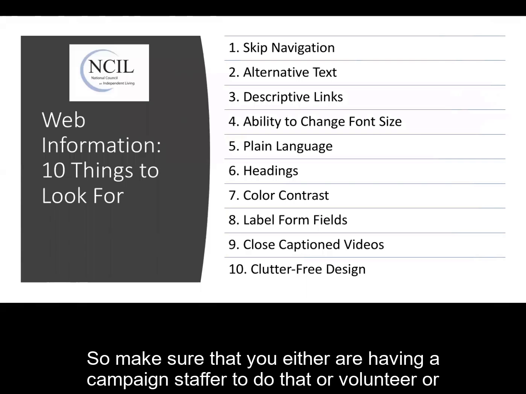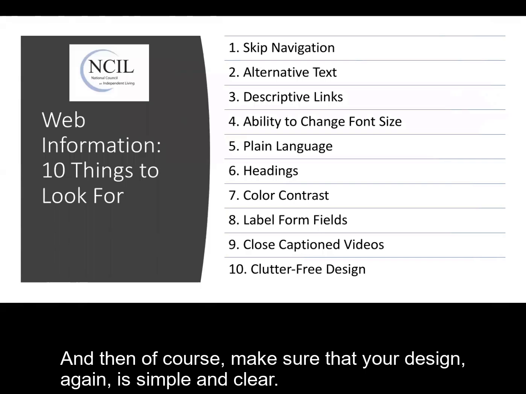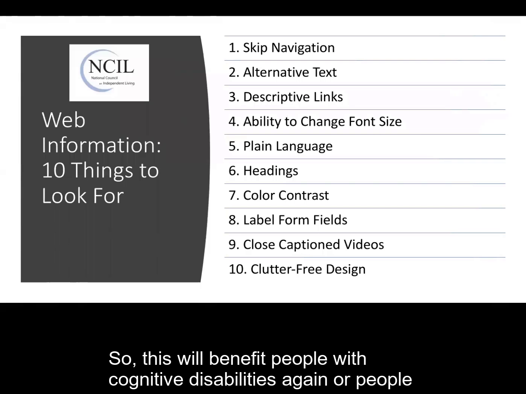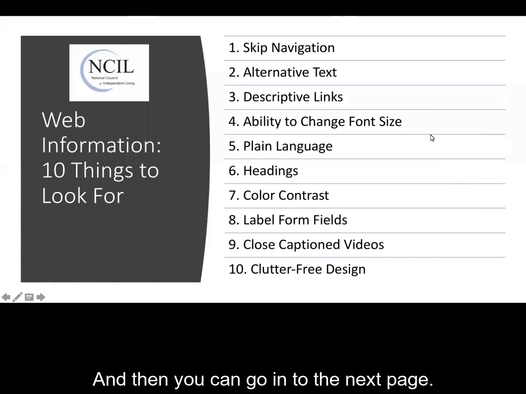So make sure that you either are having a campaign staffer or volunteer do that, or you are putting that into your budget. And then, of course, make sure that your design, again, is simple and clear. So this will benefit people with cognitive disabilities, or people who have sensory overload issues. But it's really helpful for everyone. And then we can go on to the next page.